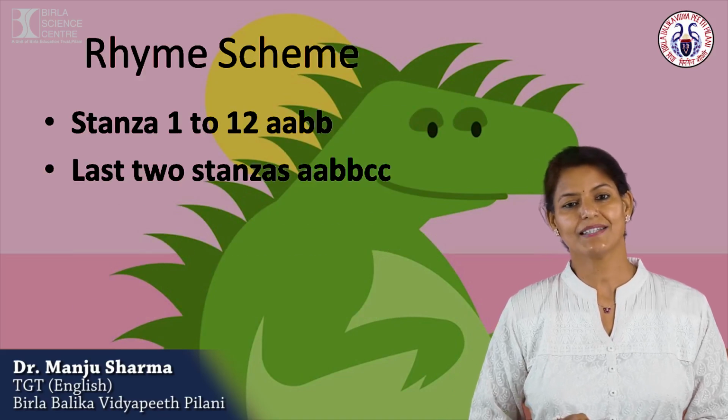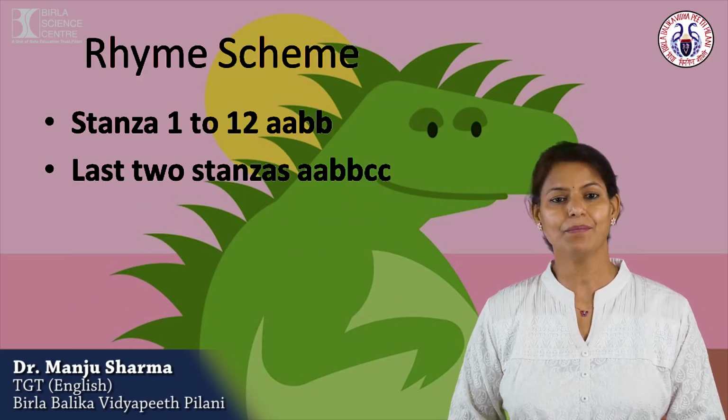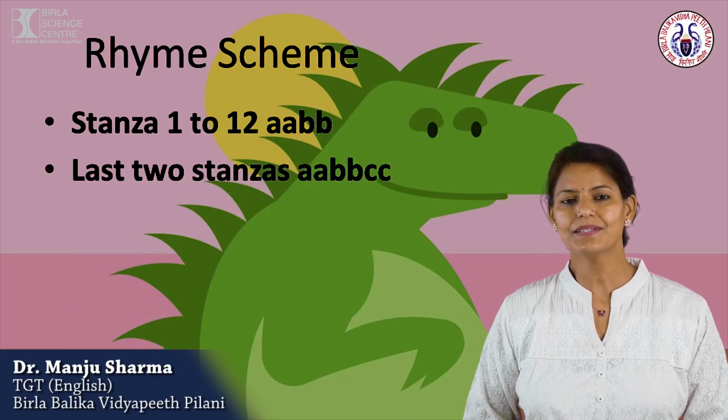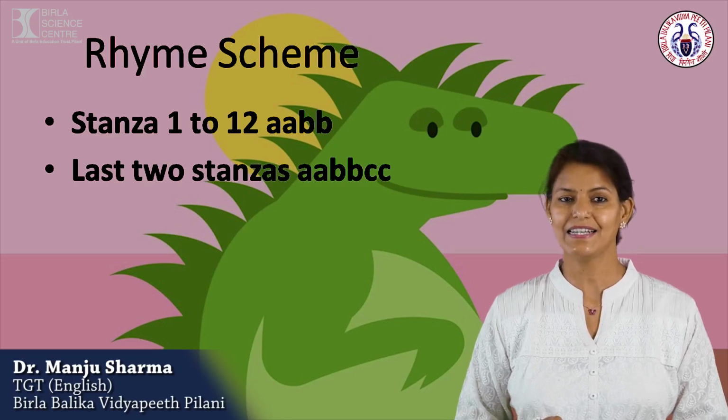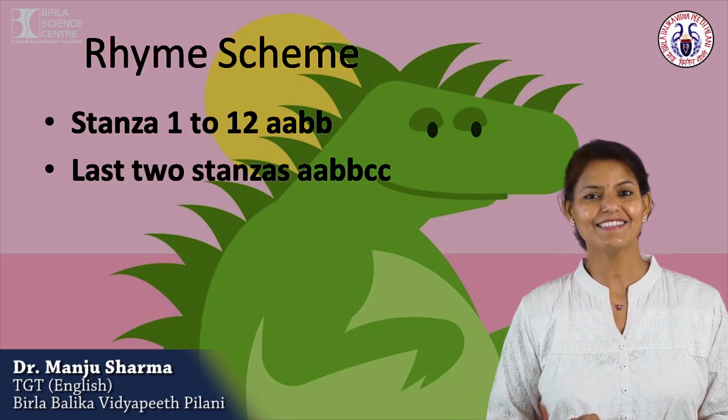The rhyme scheme from stanza 1 to 12 is AABB, whereas the last 2 stanzas follow the rhyme scheme AABB and CC.